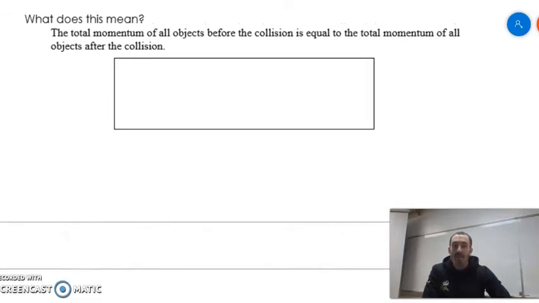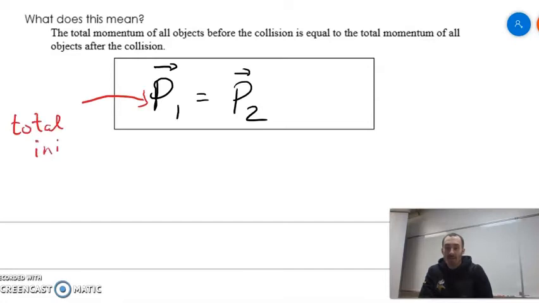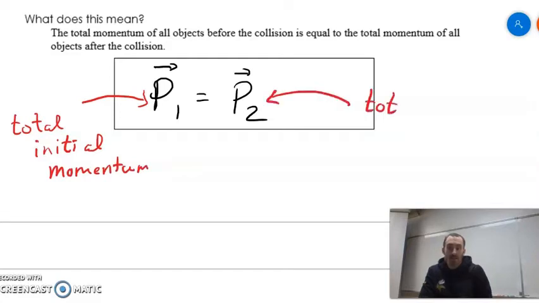So what does this mean? This gives us our formula for the conservation of momentum, which is P1 equals P2. Okay, this is a vector, this is a vector. So this is momentum at the beginning. P1 is total initial momentum. And P2 is total final momentum.